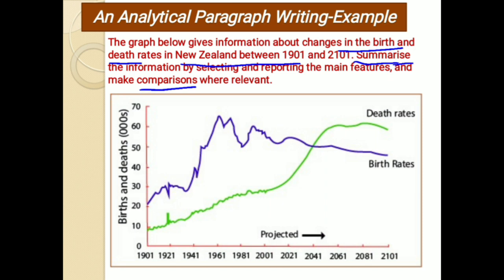The graph here gives information about the birth and death rates in New Zealand between 1901 and 2101. When you look at the graph, you see the x-axis displays years, whereas the y-axis displays births and deaths. On analyzing, you will also see that the green line represents death rates, whereas the blue line represents birth rates.